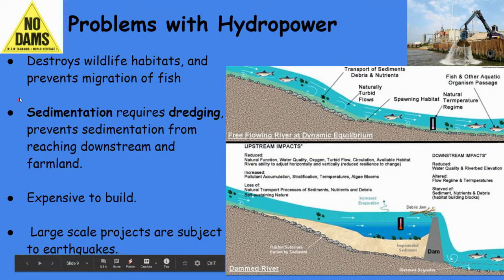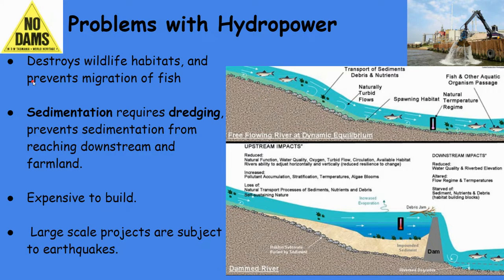So with dams, there's also problems. With every type of energy source, there's always pros, there's always cons. And the problem with hydropower is it will destroy wildlife habitats. It prevents the migration of fish because if we're thinking about the dam, if we just build a wall, right, you're blocking the passageway of aquatic organisms to go one way or the other.